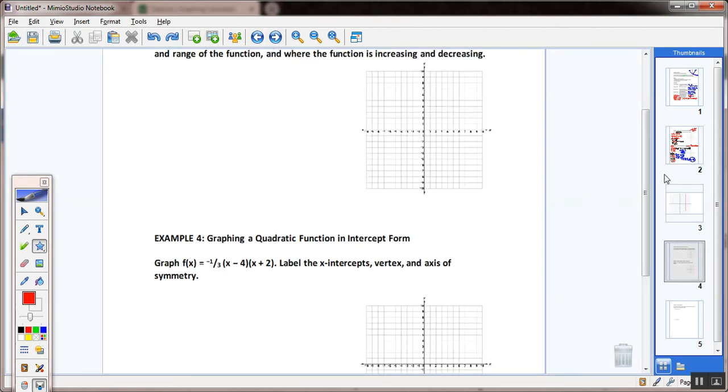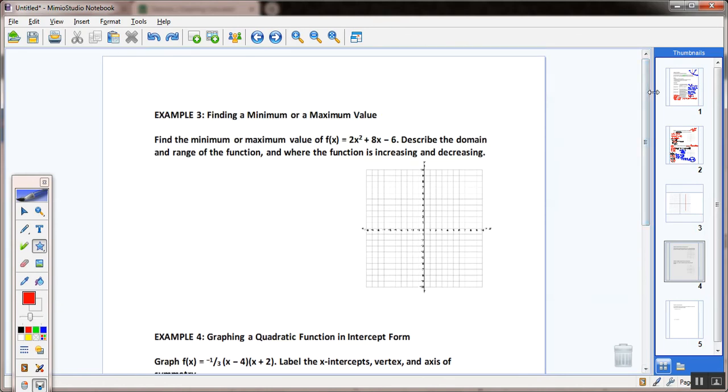All right, so right here, kids, at the top of this, it says, ooh, finding a what? Minimum or maximum value. Okay, how about volunteer to read example 3 for me right there? Find the minimum or maximum value of f of x equals 2x squared plus 8x minus 6. Describe the domain and range of the function and where the function is increasing and decreasing.